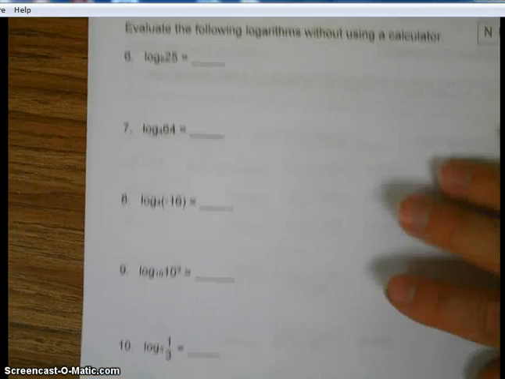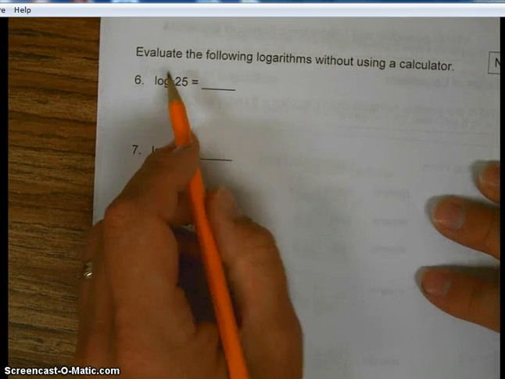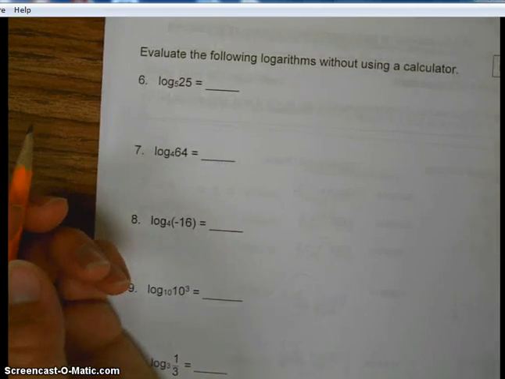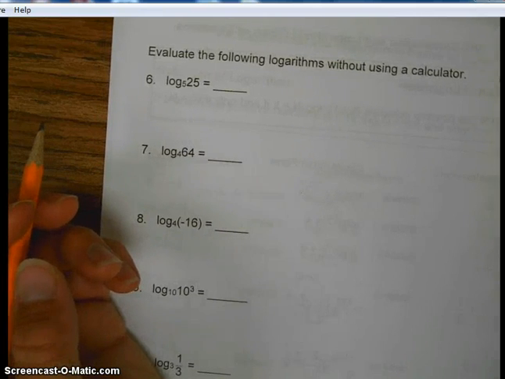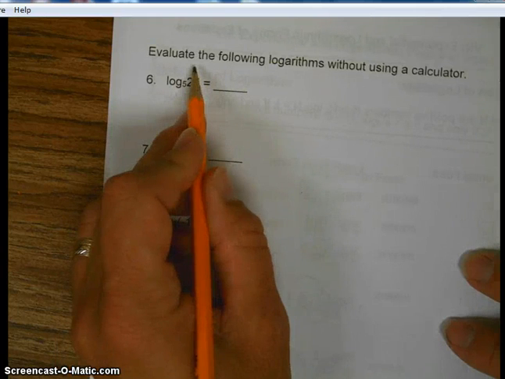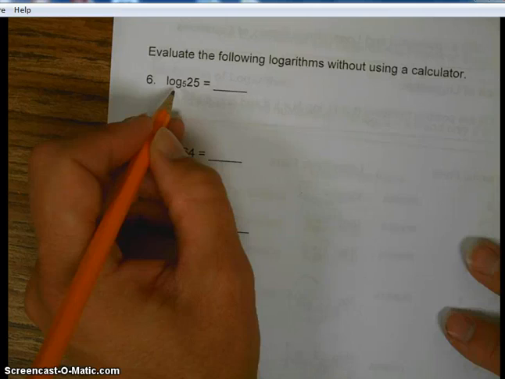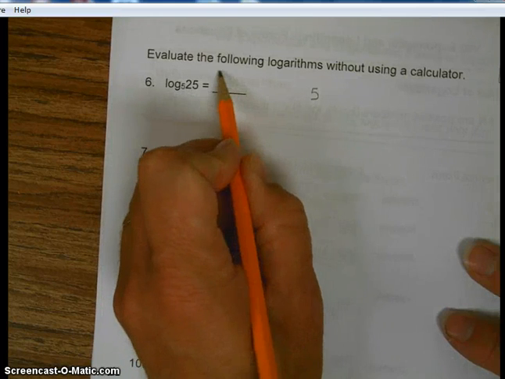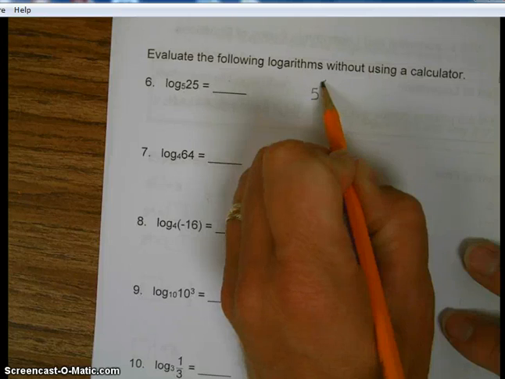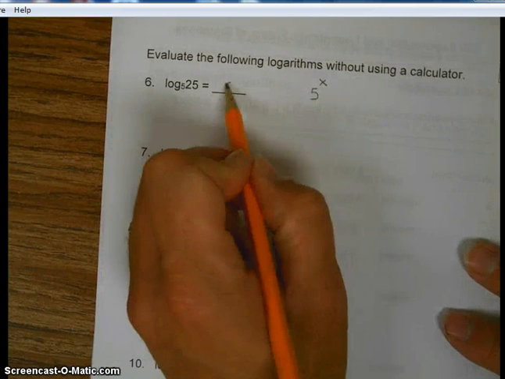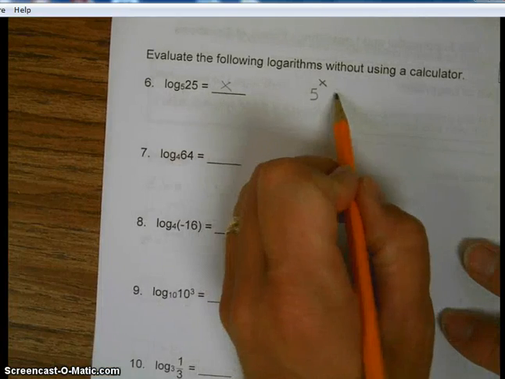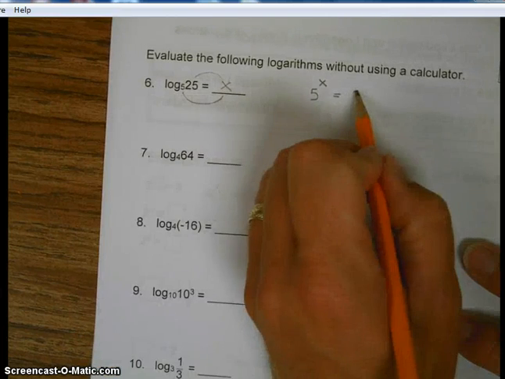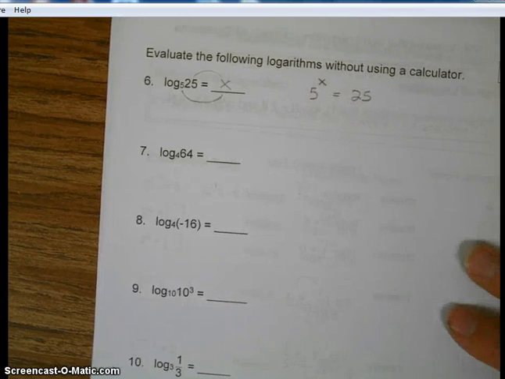Alright, we get to evaluate this. It says evaluate the following logarithms without using a calculator. So no change of base here. First of all, it's in logarithmic form, so we're going to write a little equation. We're going to start off by writing 5 raised to the, we don't know, so we're going to make this a variable because that's what we're trying to find. We're trying to find this answer here. And that's going to be equal to our argument. So 5 to the x power is equal to 25.